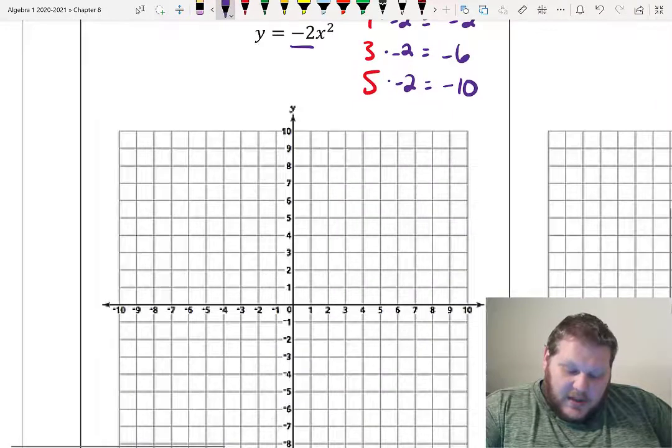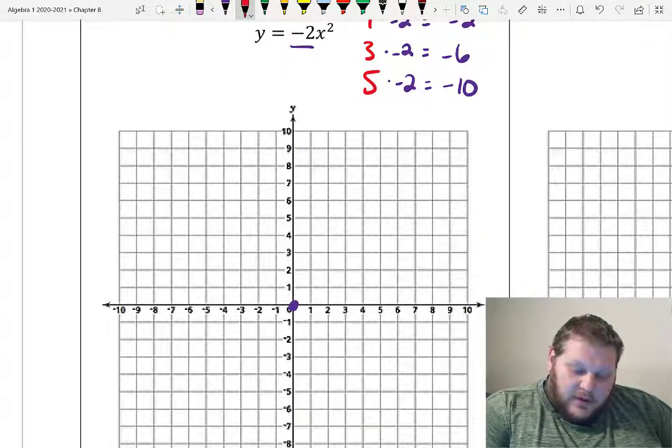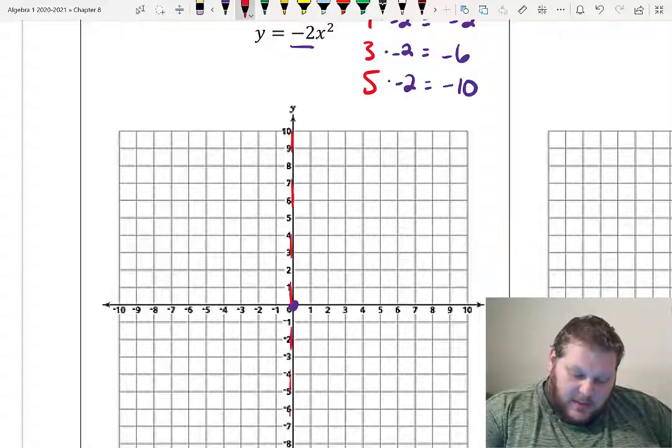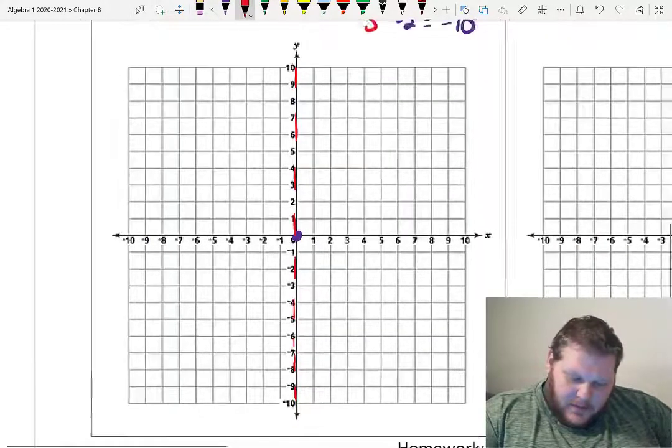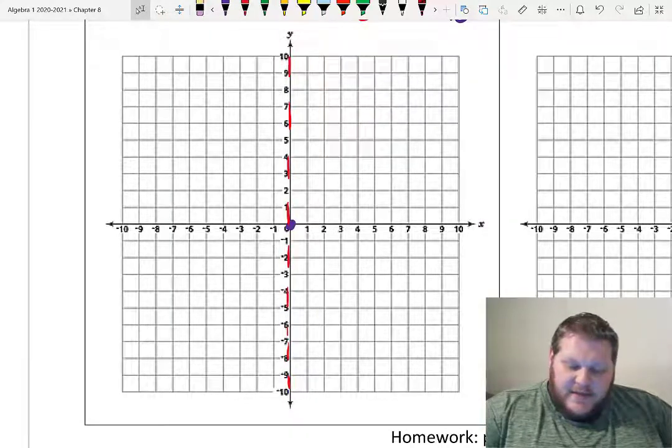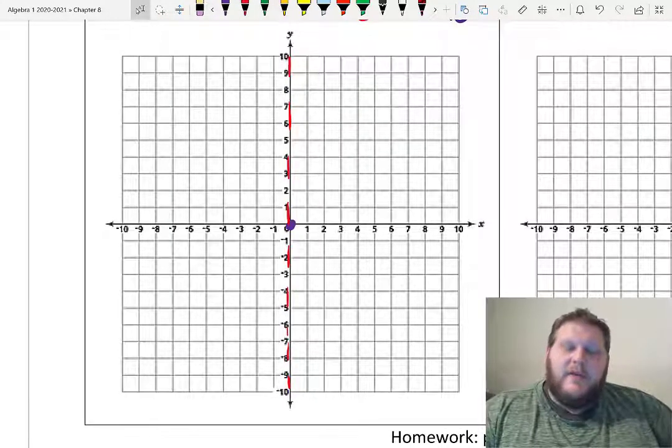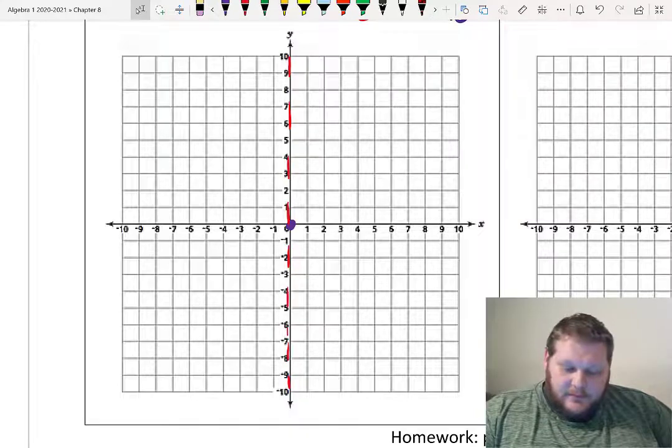So I'm still going to start with my vertex at the origin, because we haven't shifted around at all. That's how I start all my problems until we hit box 4, which we'll see in a second. But we've got that as my graph that's set up. I've got the vertex and the AOS labeled.